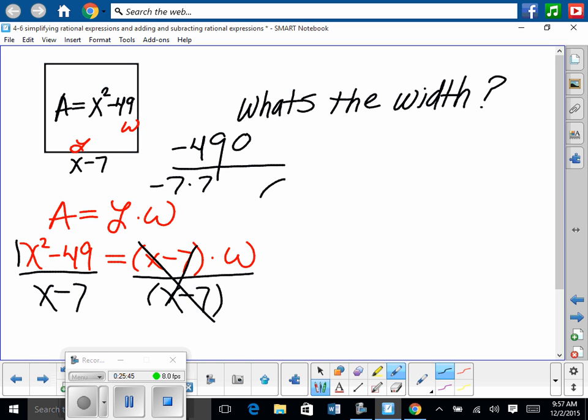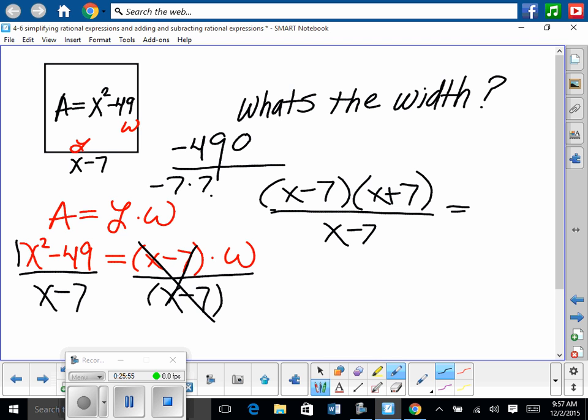So the top factors to be x minus 7 times x plus 7, and that's all over x minus 7. And that is our width. We're almost done. Does that simplify? Yep. X minus 7 gone. So what's our width? X plus 7. Are we comfortable with that one?